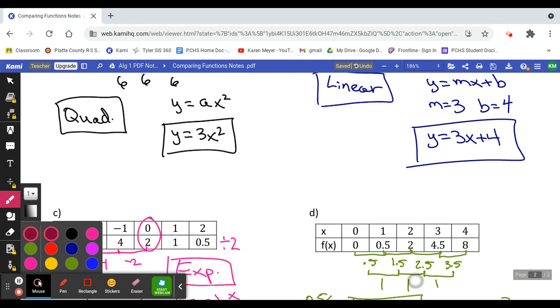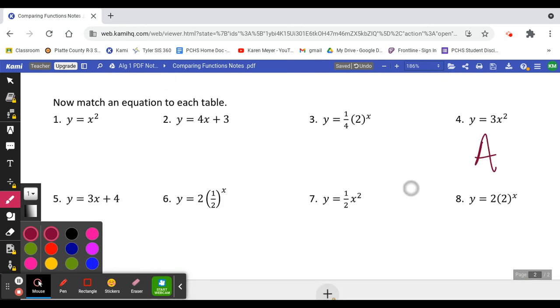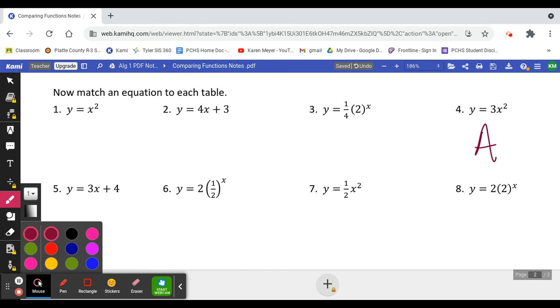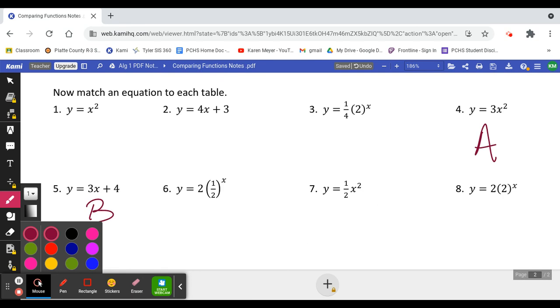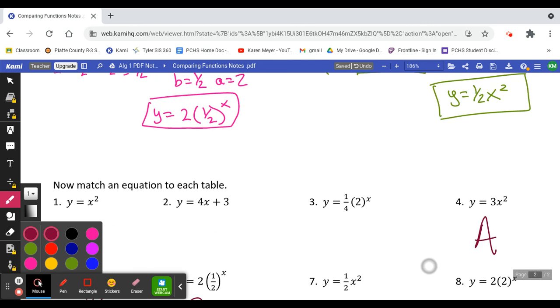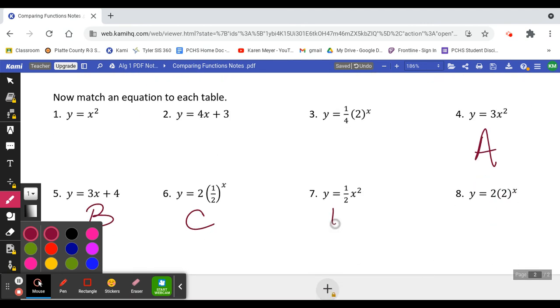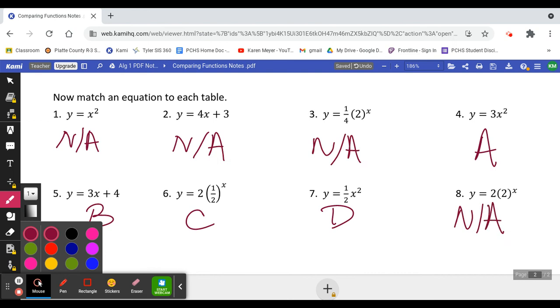Okay, linear. We wrote 3x plus 4. So where do I see 3x plus 4? And hopefully everybody says, oh, that's number 5. Exponential was 2 times 1/2 to the x. That is choice C. And the last one was 1/2 x squared. That is choice D. So we did not use not applicable on number 1, not applicable on number 2, not applicable on number 3, and not applicable on number 4.